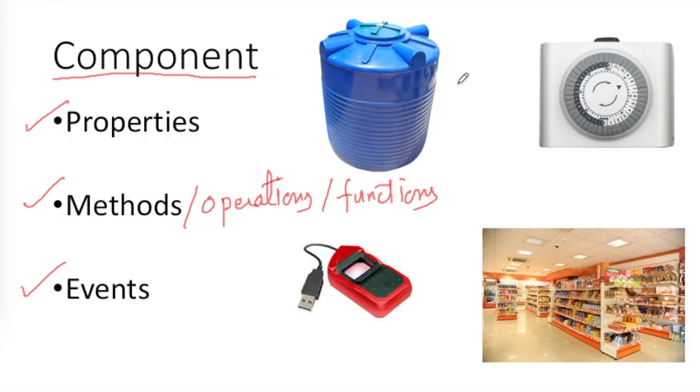So here I have a few examples. Suppose from civil engineering, you can take an overhead tank. Now it has its properties. Properties are what? The type of material used for making this tank, the color of the tank, and how much is the capacity of the tank. These are all its properties.